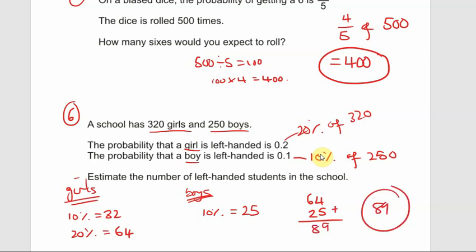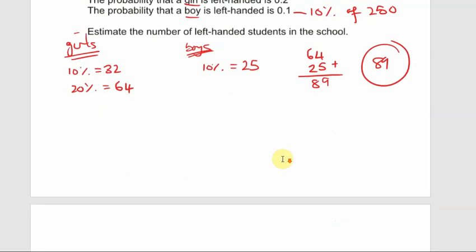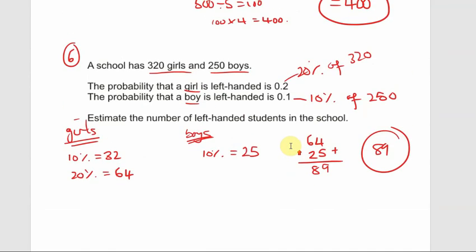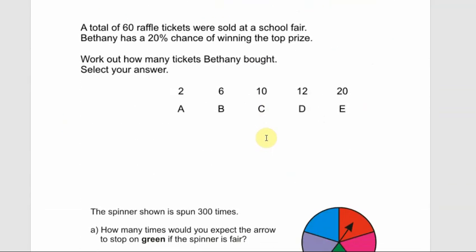89 people are left-handed. What was that, question 6? Okay, got question 7, and that's question 8.